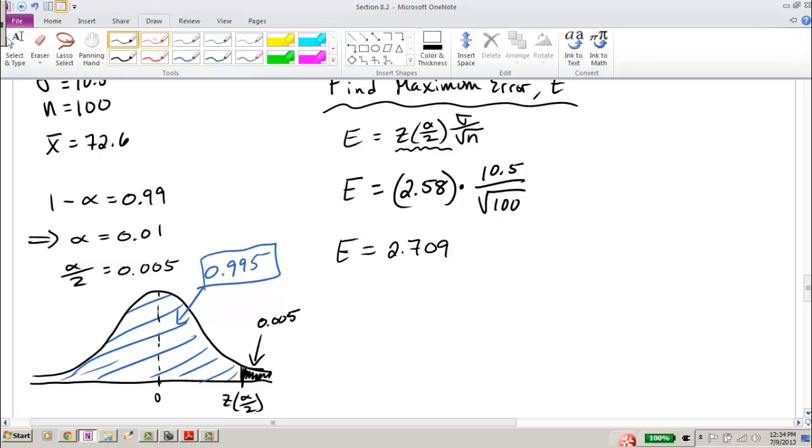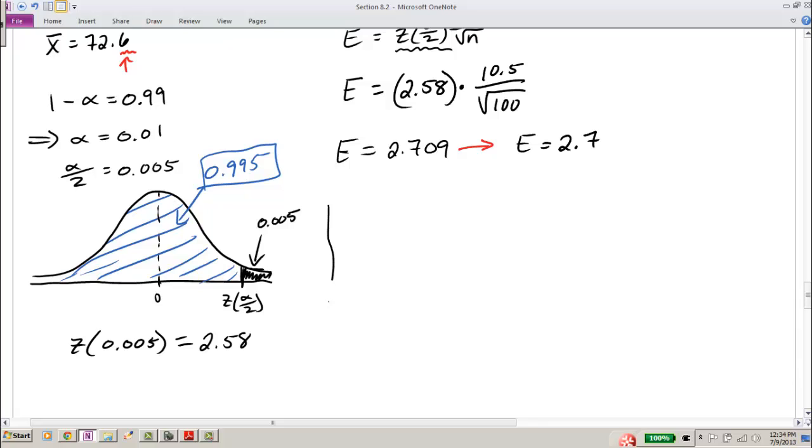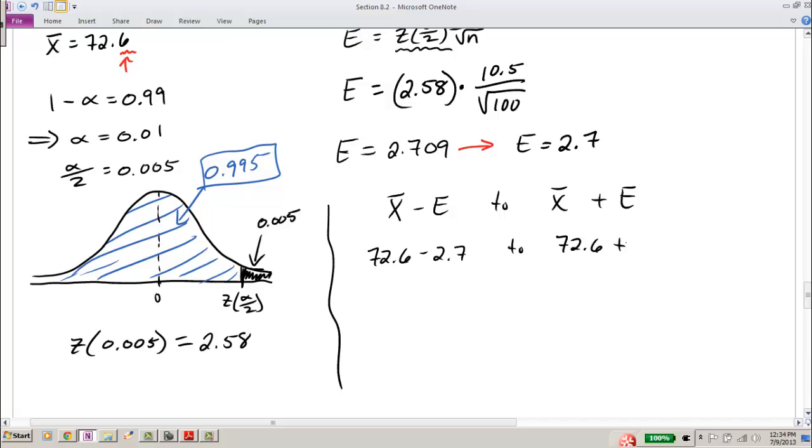Looking at the sample mean, we found that was rounded to the nearest tenth. So we'll do the same with our maximum error. So our maximum error that we'll use is 2.7. And now we can create our confidence interval. So x bar minus e to x bar plus e. So we have 72.6 minus 2.7, 72.6 plus 2.7, and now we just need to find these upper and lower limits on our confidence interval.